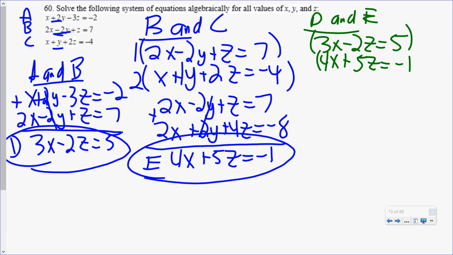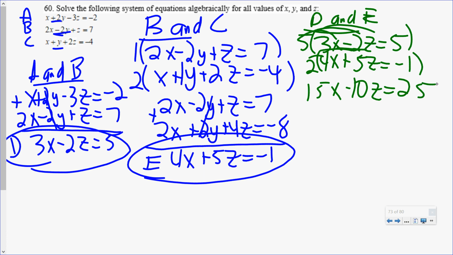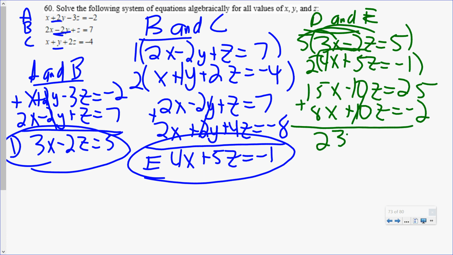I'm going to choose a variable to cancel. I'm going to get the z's to cancel since they're different signs. I keep everything outside positive. Multiply everything through: 15x minus 10z equals 25, and 8x plus 10z equals negative 2. Add them together. 23x equals 23. Isolate x. x is 1.